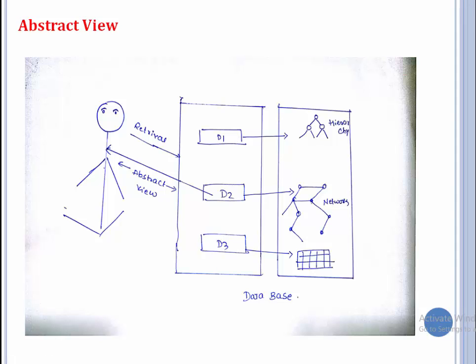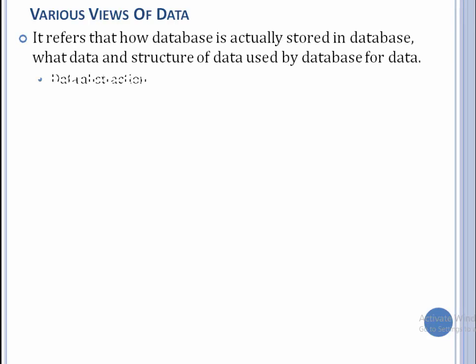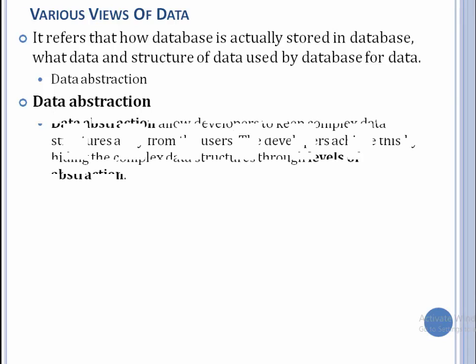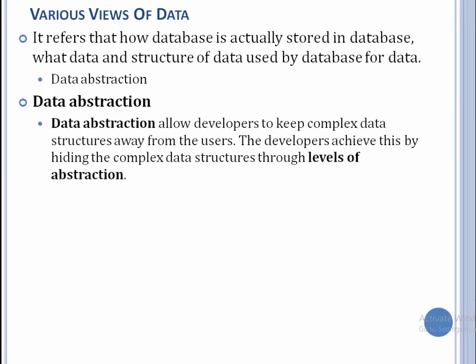That's why the developer hides the complexity from the users and stores an abstract view of data. So this is the abstract view of data. And there are three levels of abstract views of data. Those are the internal level, the logical level abstraction and the view level abstraction. See here, this is a description about the views of data and data abstraction.